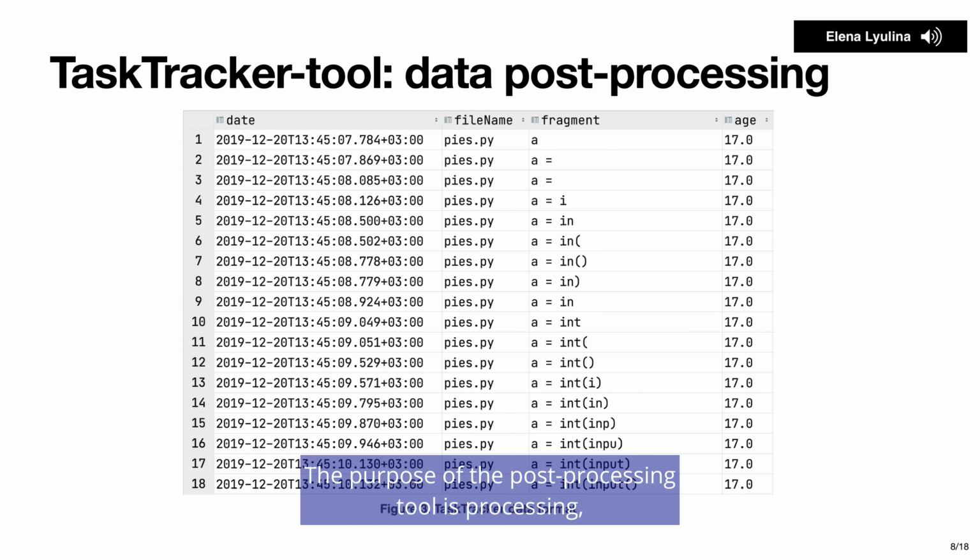The purpose of the post-processing tool is processing, analysis, and visualization of the received data. It's designed as a separate tool to minimize the size of the plugin, perform time-consuming operations, and allow users to choose the preferable post-processing procedures. The task tracker files contain several columns, such as date and time, file name, current fragment of code, the survey information, for example, age, and so on.